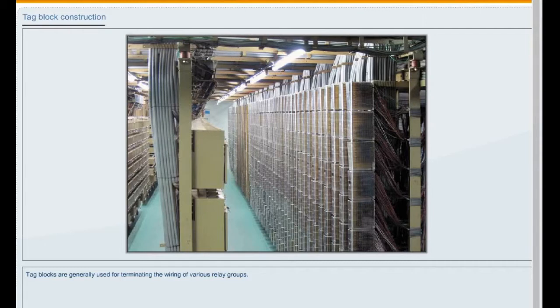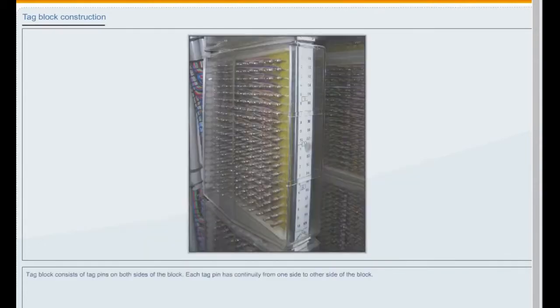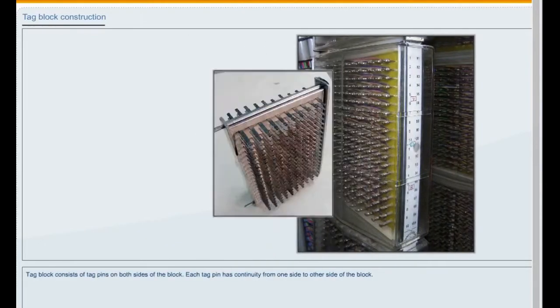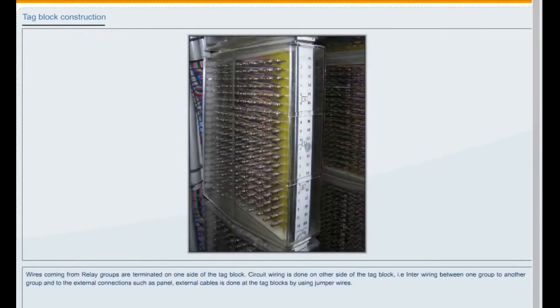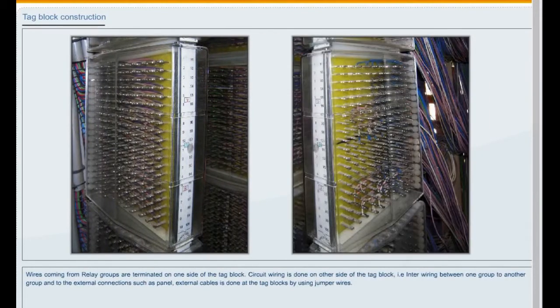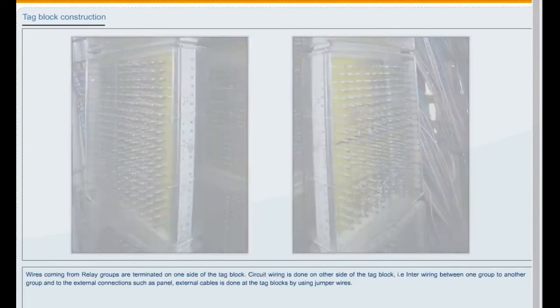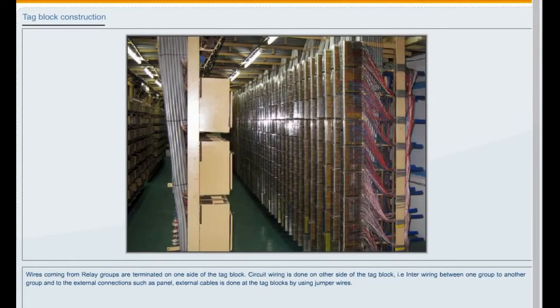Blocks are generally used for terminating the wiring of various relay groups. A tag block consists of tag pins on both sides of the block. Each tag pin has continuity from one side to the other side of the block. Wires coming from relay groups are terminated on one side of the tag block. Circuit wiring is done on the other side of the tag block.